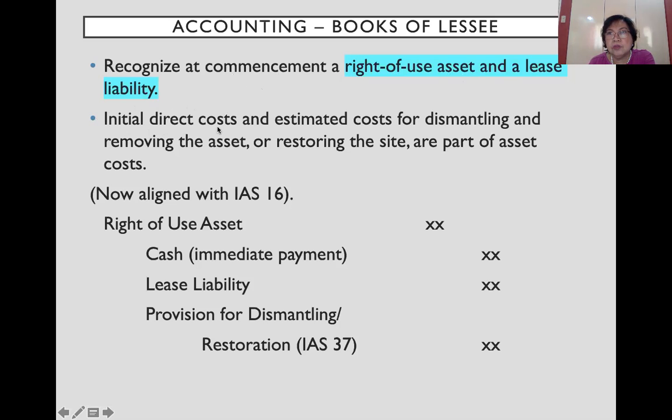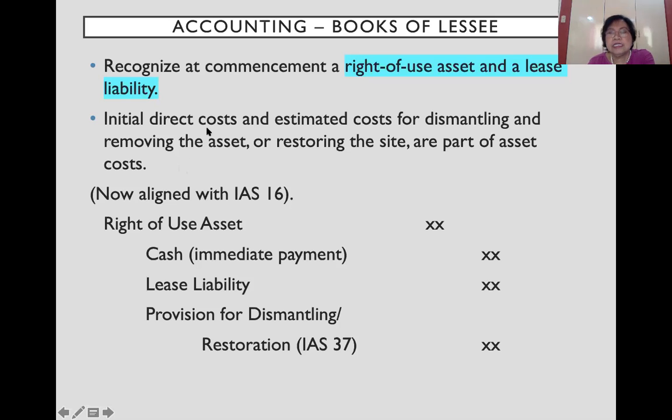Therefore, this may include payment to finder of lessor, or payment to finder of property. Also, it may include legal costs to execute the lease contract. So these are, in effect, directly attributable costs. And also estimated costs for dismantling and removing the asset to the extent that this constitutes a constructive obligation, or the cost of restoring the site, that is at the end of the lease term or the useful life of the asset, are part of the asset costs.